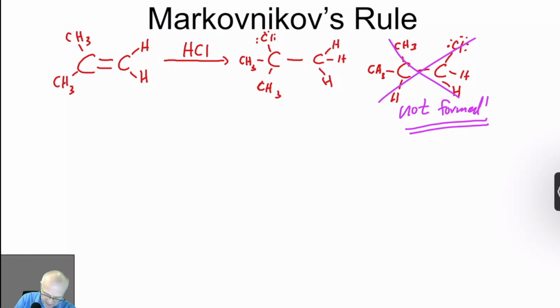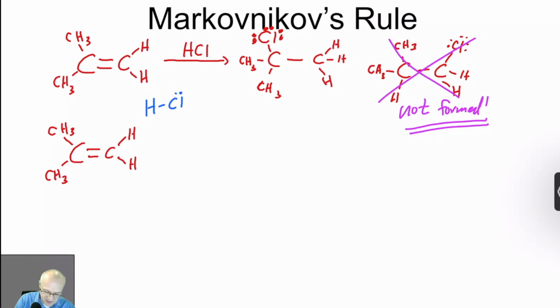Let me draw that chloride a little better. It's kind of invisible up there. There we go. So this one forms. This one does not. Let's see why. Well, whenever you have a question like this where it's like, why doesn't this happen? Or why do we get this but not that? Always, always, always go to mechanism. It may not be right, but 95% of the time it is the right thing to do. Go to mechanism.